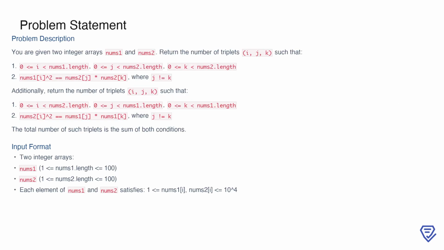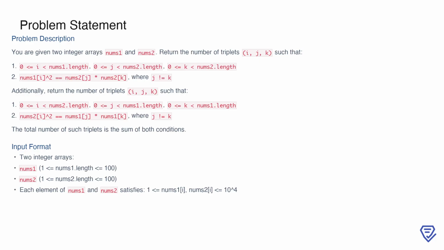In this problem, we're given two integer arrays, nums1 and nums2, and our goal is to find the total number of triplets, i, j, k, that satisfy two specific conditions. First, we need to count the triplets where the square of an element from nums1 is equal to the product of two distinct elements from nums2. Specifically, for nums1[i]^2 to equal nums2[j] * nums2[k], the indices j and k must be different.